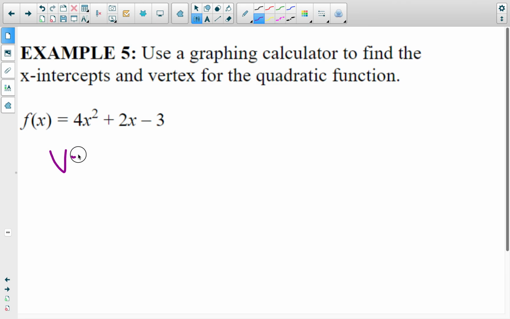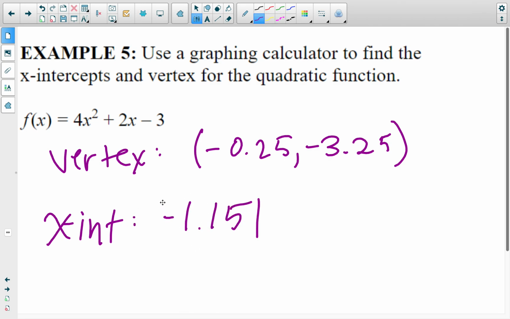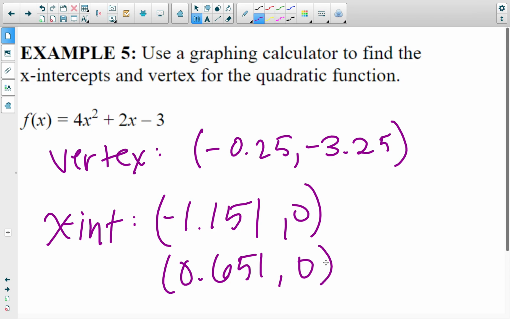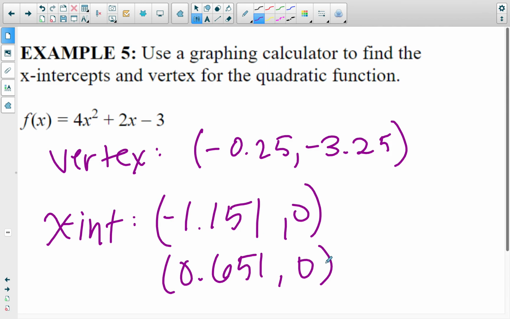On here, you would say my vertex is (-0.25, -3.25), and you would say that my x-intercepts, which are your roots, your solutions, are the following: (-1.151, 0) and (0.651, 0). And that's all we're going to go through. Your notes have a little bit more about a TI-84 and TI-Nspire, which we will hopefully go through as a class.